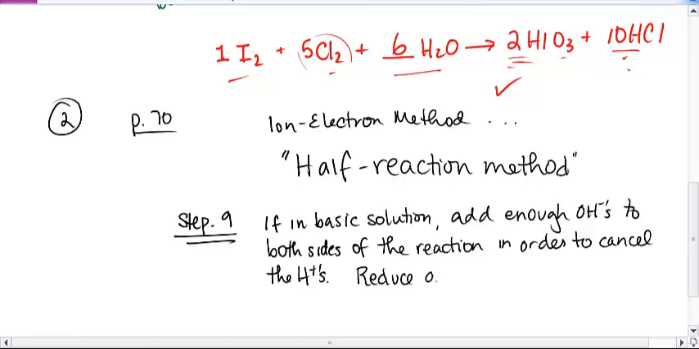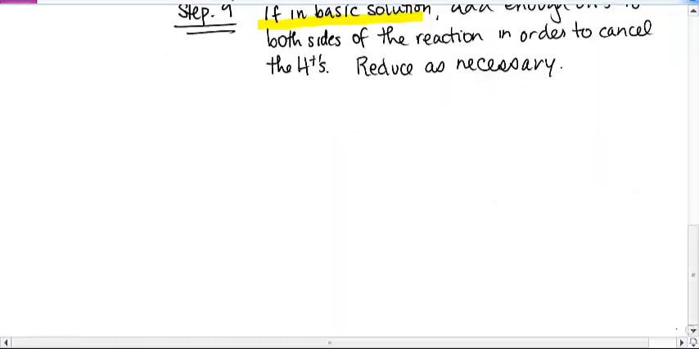Reduce as necessary. I will show you what that means, and I will show you what all the other steps mean by doing an example with you, but make sure you write in step 9. Step 9 is one that you only use if you're told it's in basic solution. So you won't always use step 9, but sometimes you will need to. So let's do an example together.